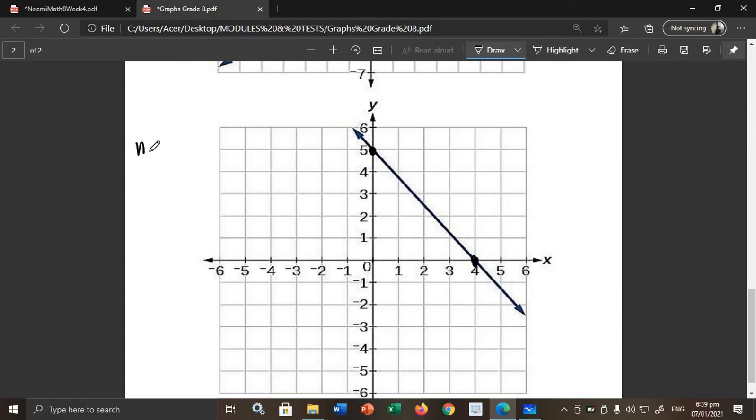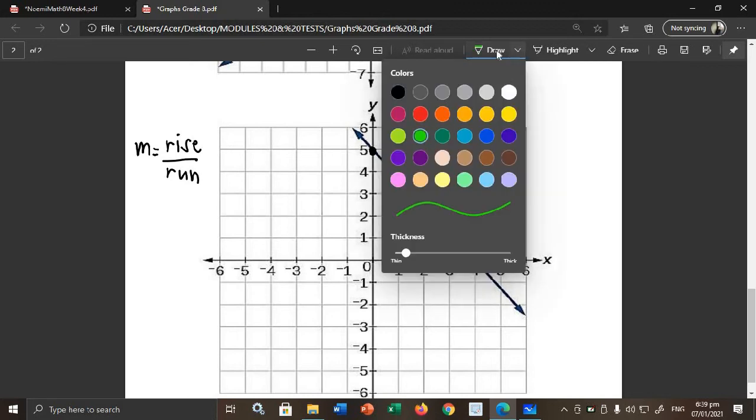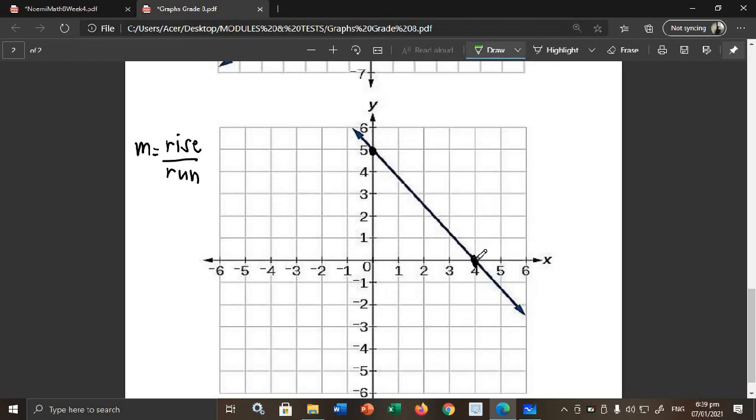So again, we will solve for the slope, which is the rise over run of this line. Okay, so let's count the units upwards from the first point. So starting from here, we have 1, 2, 3, 4, 5. We have 5 units upwards.